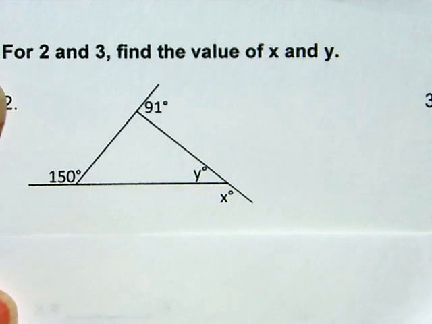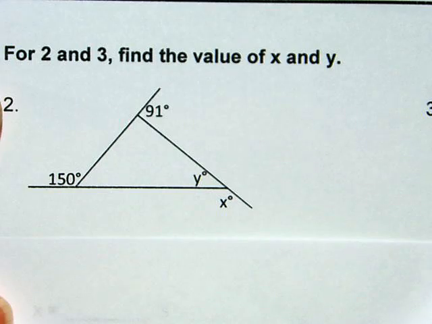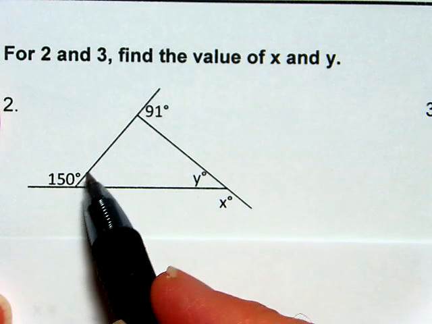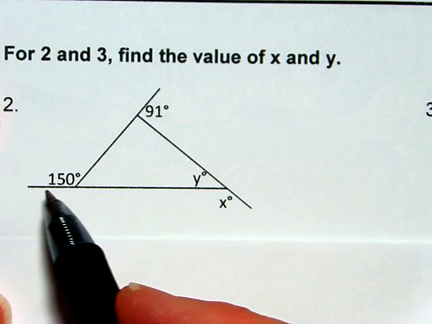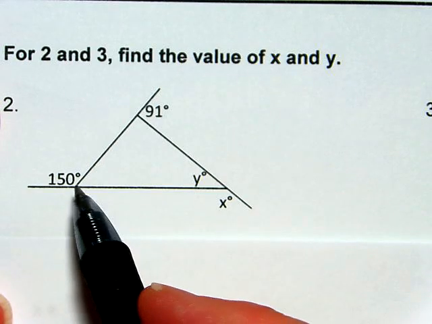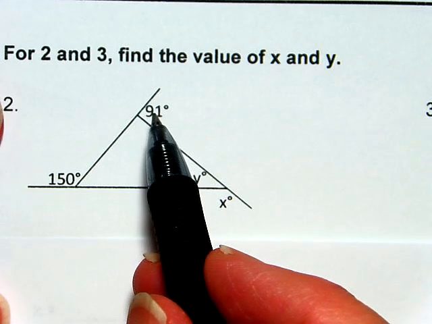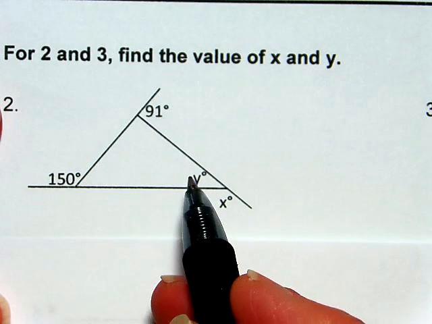So problem number 2 gives us a drawing and gives us a triangle. You'll notice that some of the sides have been extended to form exterior angles. So we see angle 150 here is formed by the side of a triangle and the extended side of an adjacent side. So this angle is 150 degrees, 91 is also an exterior angle, it's 91 degrees. We're being asked to find the value of x and y.